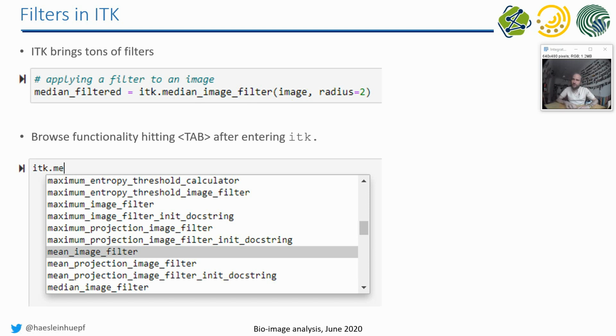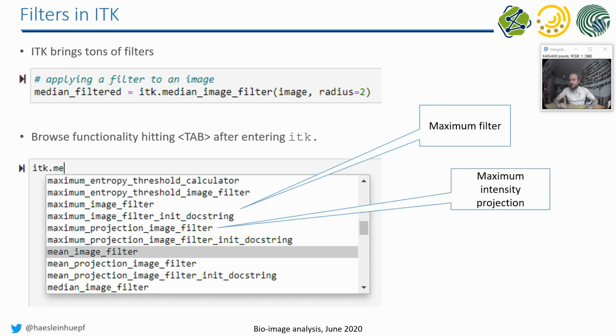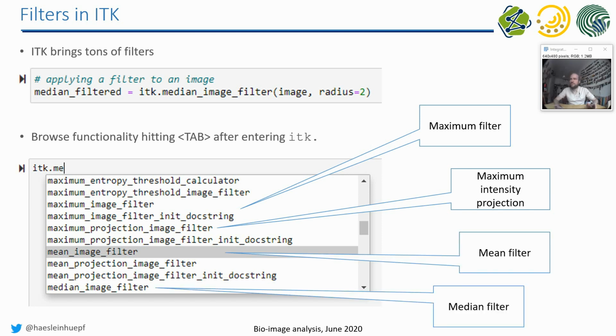Furthermore, when you're in the Jupyter Notebook, you type itk dot and then you hit the tab key, and then it will give you a very long pull down with all the operations which are there in ITK, like the maximum filter, not to mix up with the maximum intensity projection I introduced to you today, mean filter, median filter. So there's a lot of operations there with similar parameters like above. So it is actually quite simple to use.